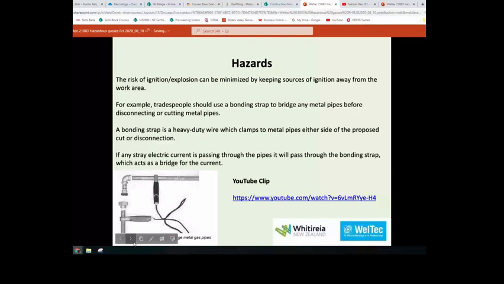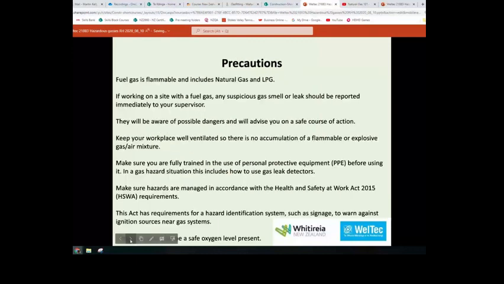Right, precautions. Fuel gases are flammable. If you're working on a site with fuel gas and you smell a leak, inform your supervisor, take action, don't ignore it. Keep your workplace well ventilated. If there's accumulation of flammable explosive gases, they could blow up, so we need to get rid of those. You may need mechanical ventilation in some situations if there's not natural airflow.